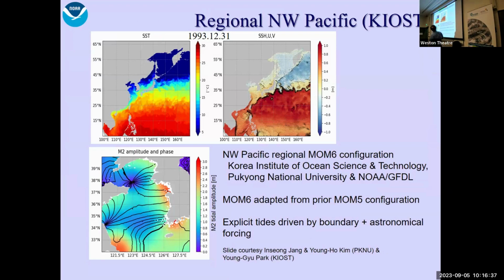So this is a Northwest Pacific regional configuration that's been developed in collaboration with some of our colleagues at the Korean Institute for Science and Technology, where they adapted an existing MOM5 run that they've been using operationally for some years to MOM6, but they used now the new tidal capabilities and boundary conditions from the Northwest Atlantic, adapted it to the Northwest Pacific, and now this is being used to study the evolving tidal amplitudes and mixing in the waters around the Korean Peninsula.